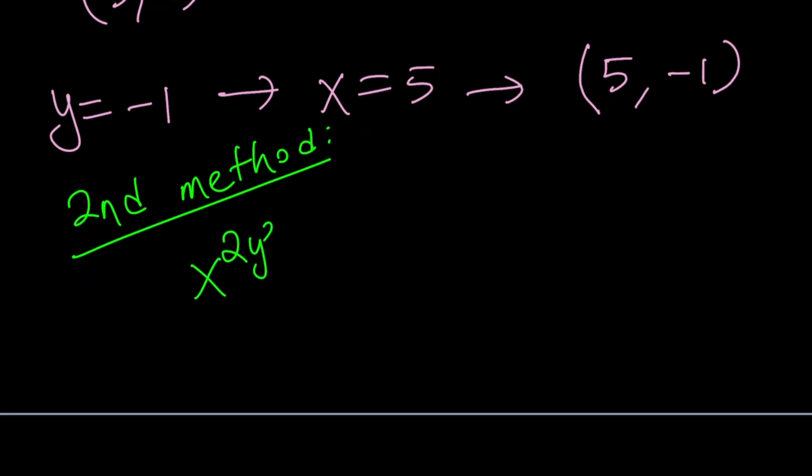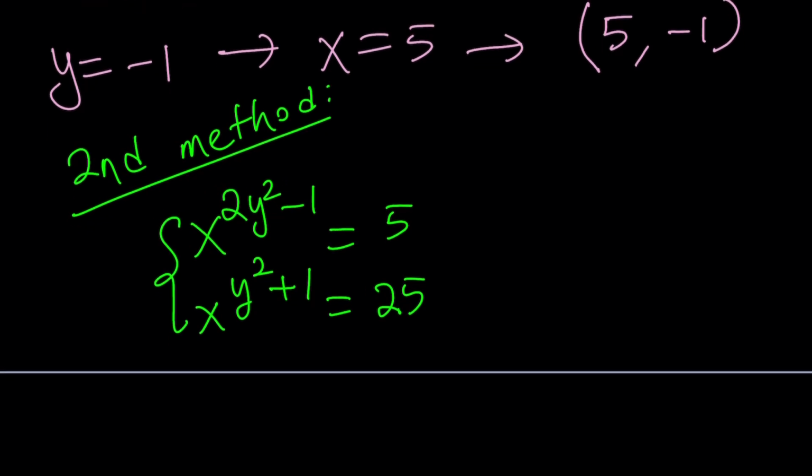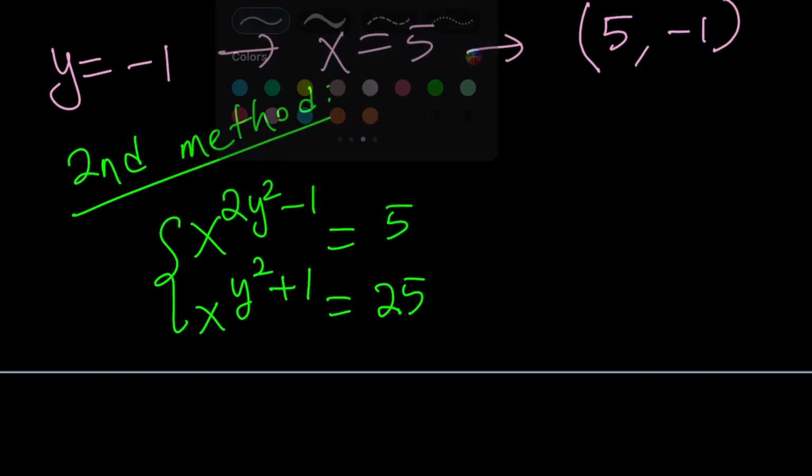x to the power 2y squared minus 1 equals 5, and x to the power y squared plus 1 equals 25. So to be able to solve this system, our first method depended upon writing 25 as 5 squared. So we were able to set two exponentials with the same base equal to each other, and from there we found the value of y. So we're going to use a different approach. Obviously, it can't be the exact same thing, right? So let's go ahead and do the following.